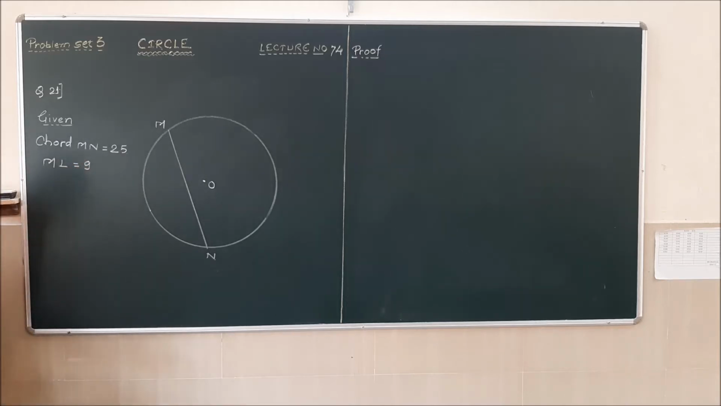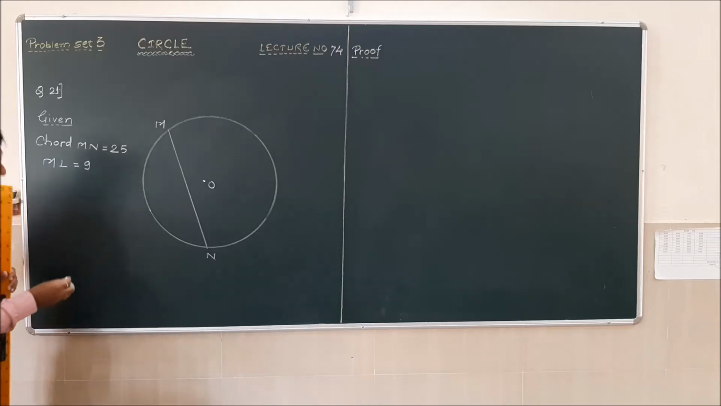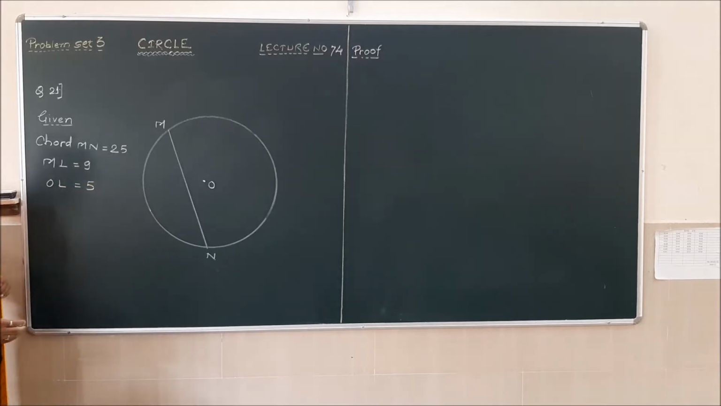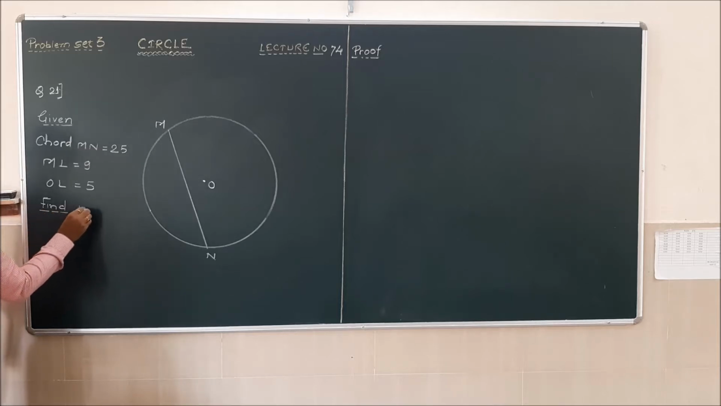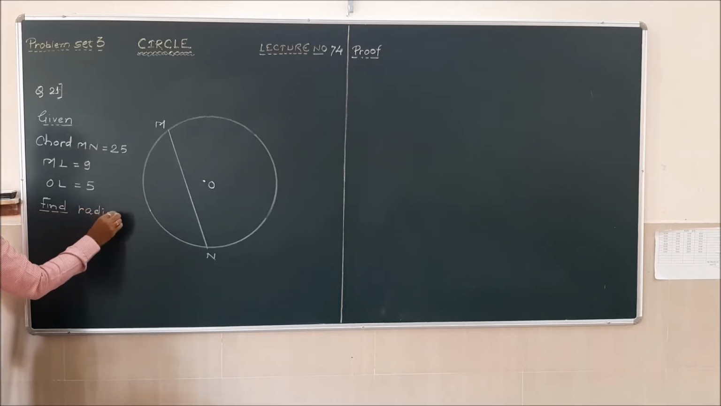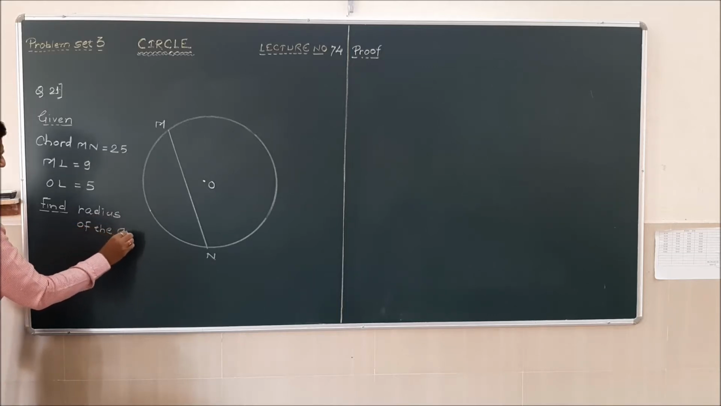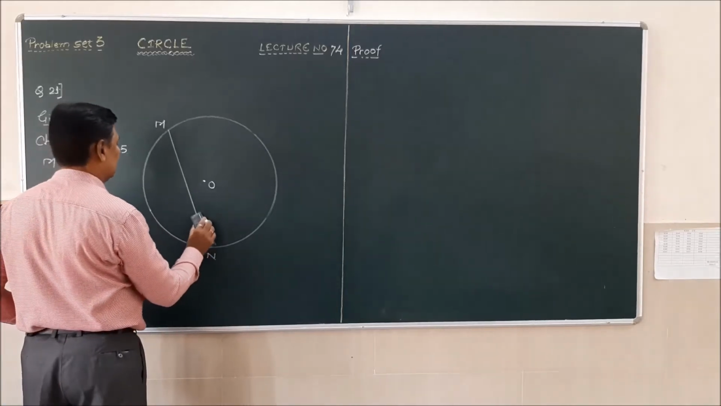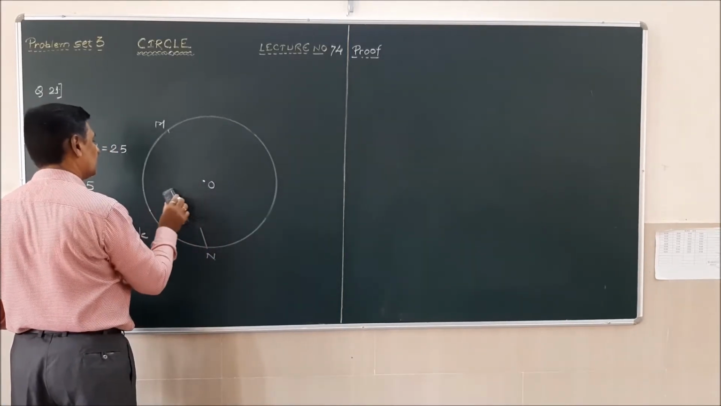One more thing is given. OL is equal to 5. The question asked is: find out the radius of the circle. You'll find it is slightly difficult to understand.